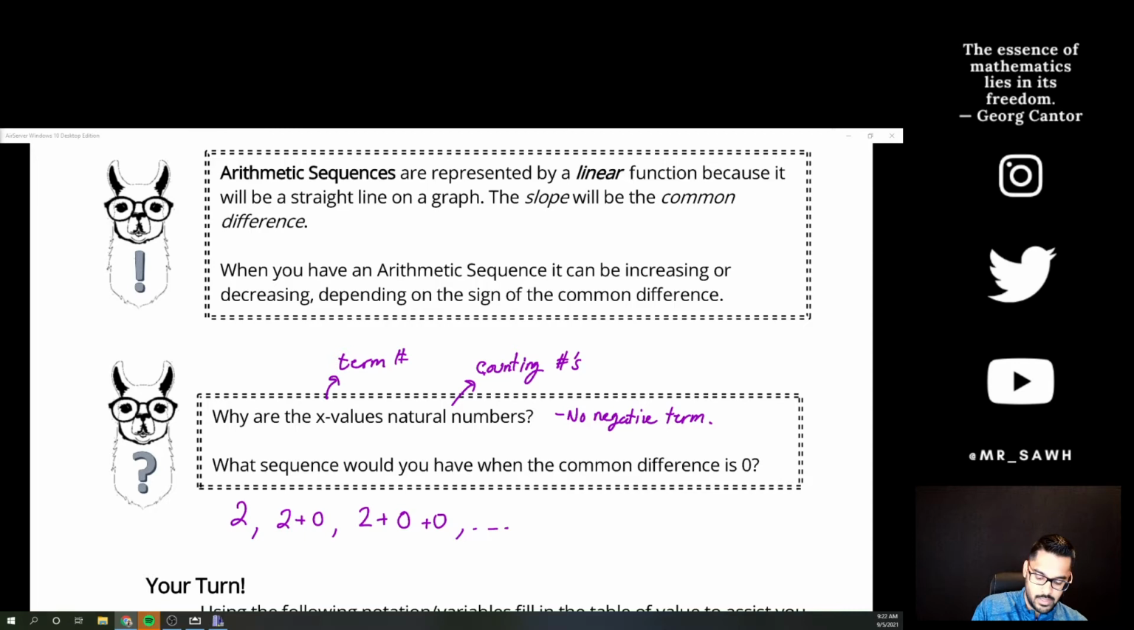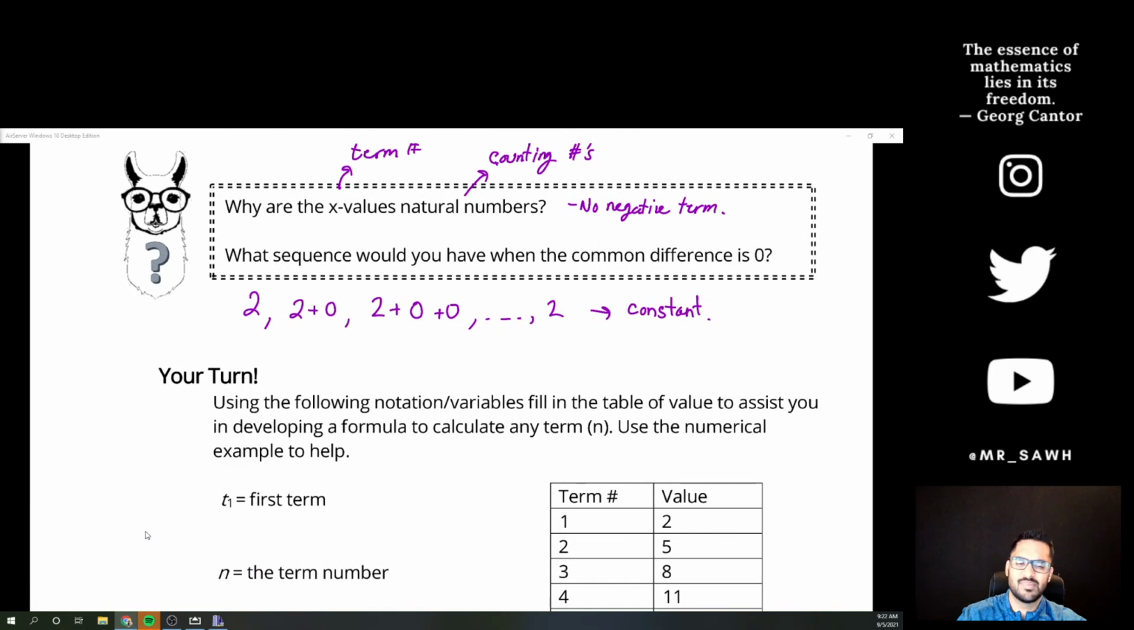So you're always going to have a term value of 2. So what sequence would you have? This would be a constant. There'd be no change. Since that common difference is 0, nothing is being changed. Okay, so let's take a look at some more specific examples relating to this.